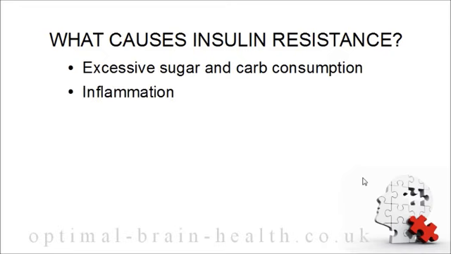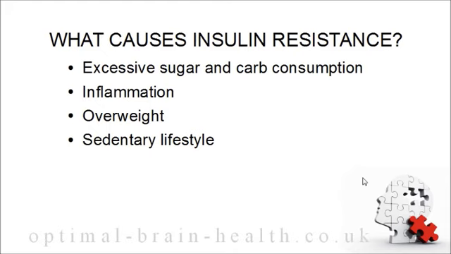Inflammation, and especially chronic inflammation, blunts the insulin response, and we'll cover inflammation in more detail in the later part of the course. Being overweight is both a cause and an effect of insulin resistance. And in fact, fat, and especially abdominal fat, is a source of inflammation. So these roots are interconnected.